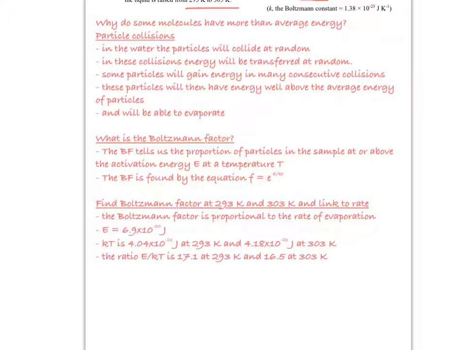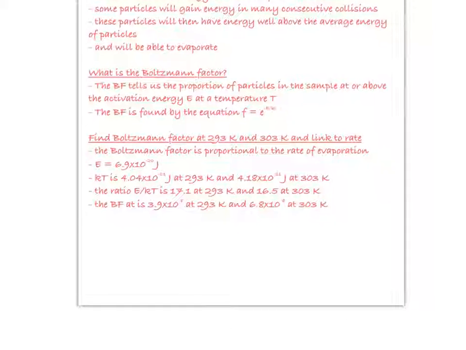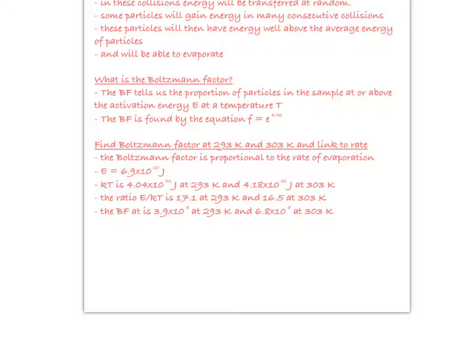And then I need to use that to find my Boltzmann factor. So e to the power minus 17.1 gives me 3.9 times 10 to the minus 8. e to the power minus 16.5 gives me 6.8 times 10 to the minus 8. And so my last thing to do here is a comparison of those values. The ratio of 6.8 to 3.9 is 1.75. So what we're saying is that evaporation occurs at about 1.75 times the rate at 303 Kelvin than it does at 293.